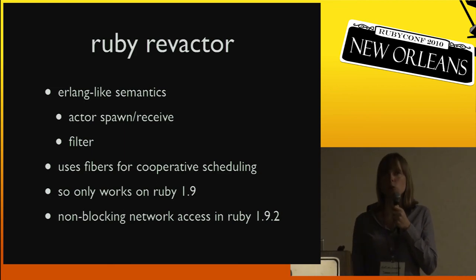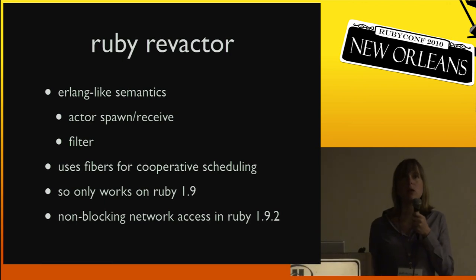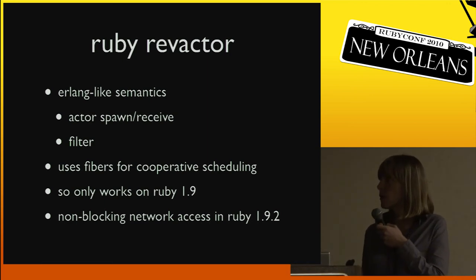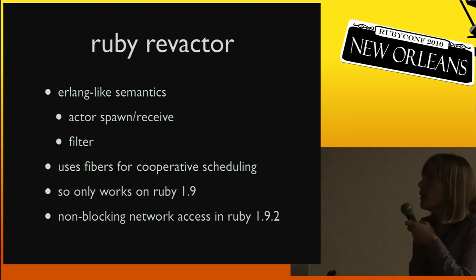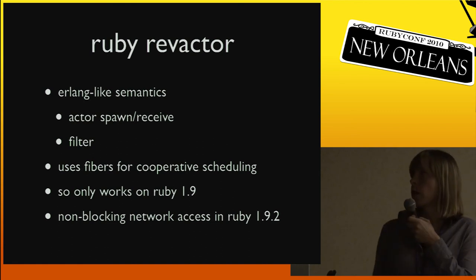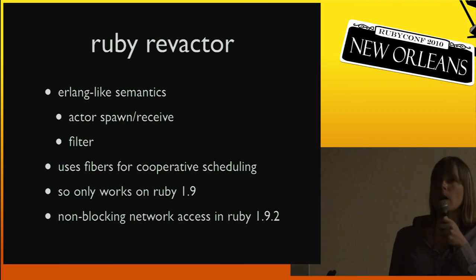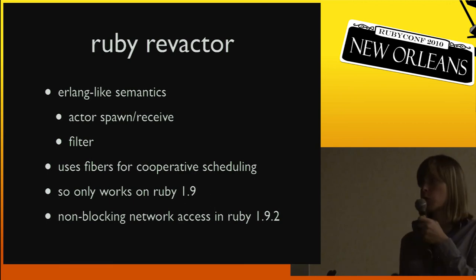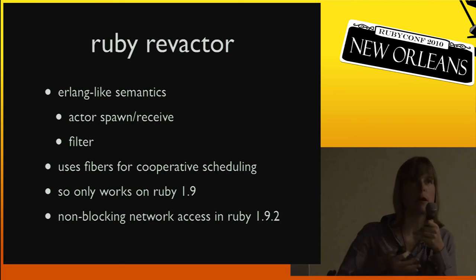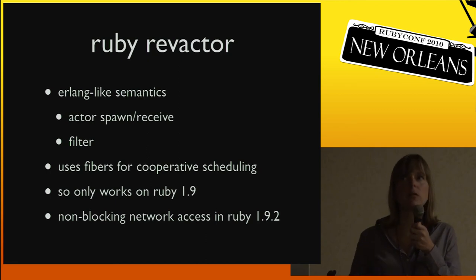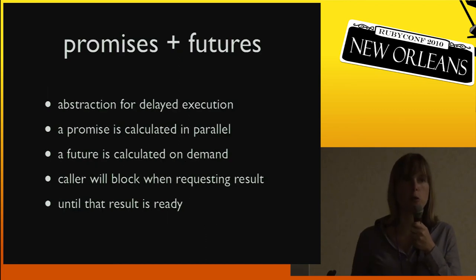Rev actor, I'm not going to go into too much detail here because Tony Arcieri is going to talk about Rev actor and Reia, his language. I think it's next slot or the slot after. Rev actor also has Erlang-like semantics, but it works on one thread. It's cooperative scheduling, and it's very good for network programming because it uses an event loop. So it's not really the same use case as Erlang would be with real parallel processing, but it's a nice event loop for network programming.